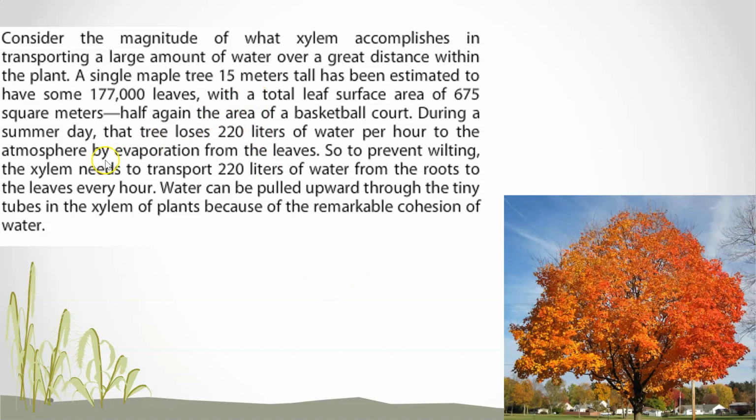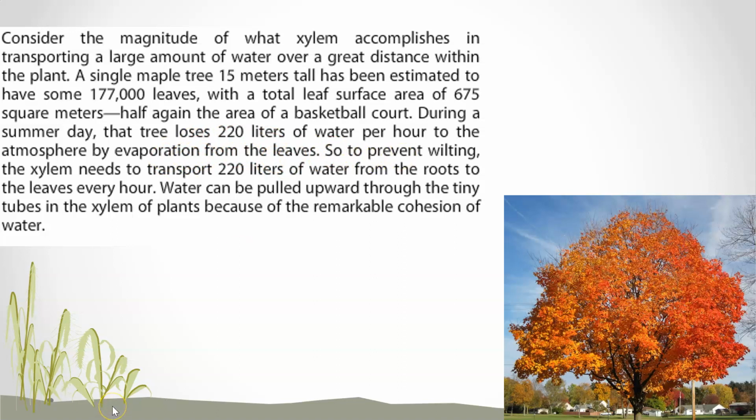That's actually not, I don't know, a maple tree. I don't know if it is. I think it is. But a large amount of water over a great distance within the plant. A single maple tree, 15 meters tall, has been estimated to have some 177,000 leaves. Okay, so let's do some quick math here. During a summer day, that tree loses 220 liters of water per hour to the atmosphere by evaporation, technically transpiration, evapotranspiration.